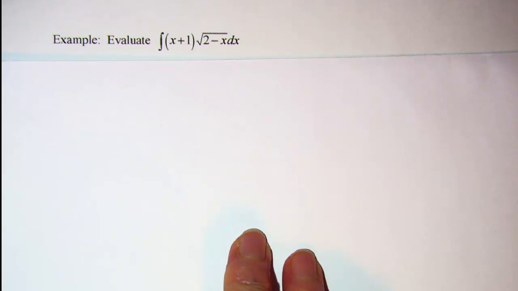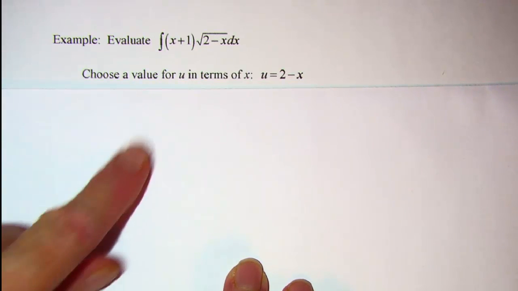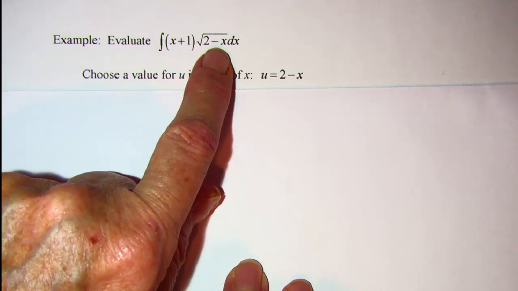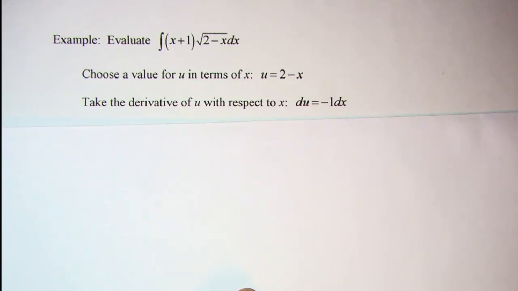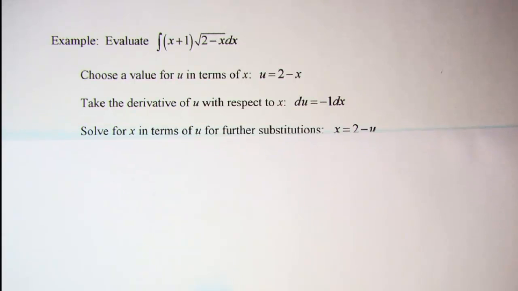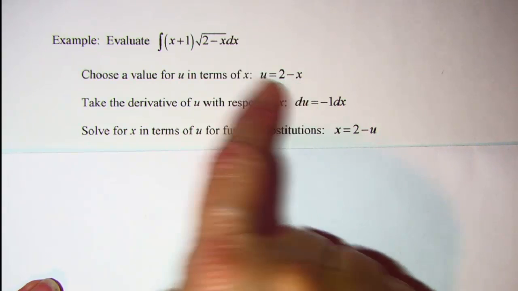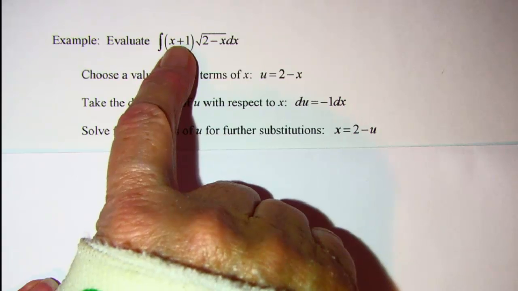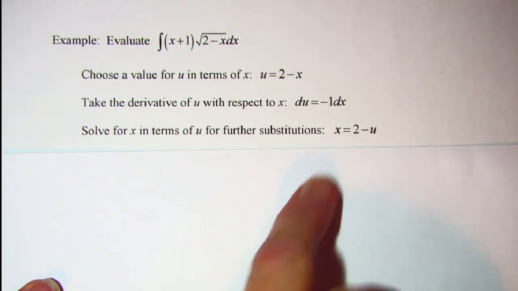My next example, evaluate the integral of x plus 1 times the square root of 2 minus x dx. Our first step is to choose an expression for u. So I'm going to choose u to be equal to 2 minus x. So I write that down. Then take the derivative of that, and we get du is equal to a negative 1 dx. Then also we're going to need to solve for x here so that we have something to sub back into here. So we have x is equal to 2 minus u.